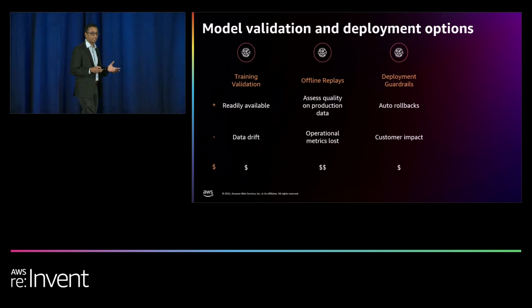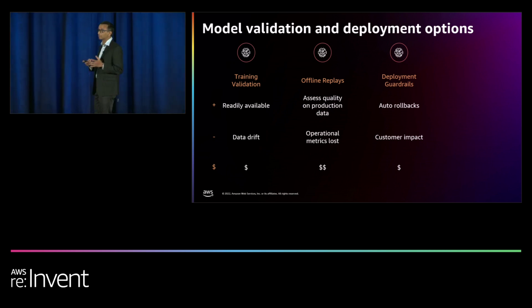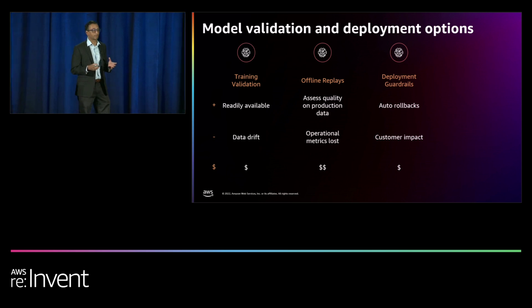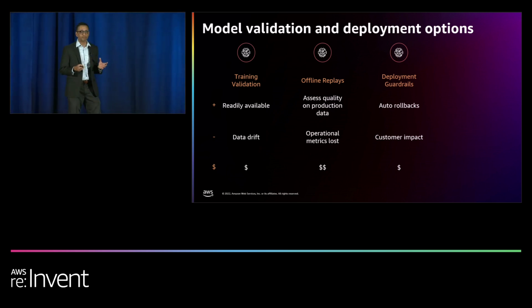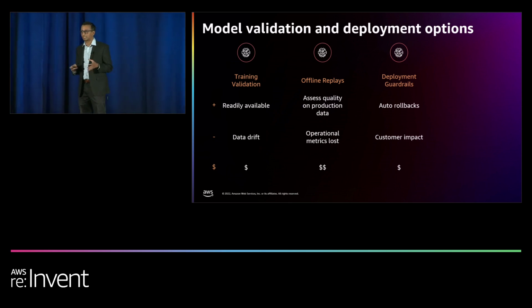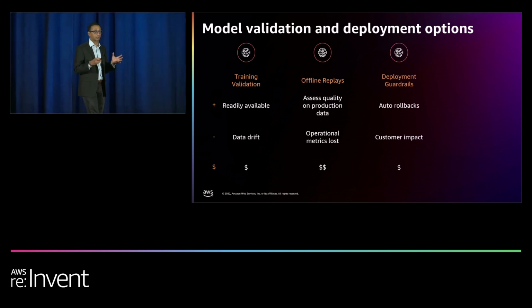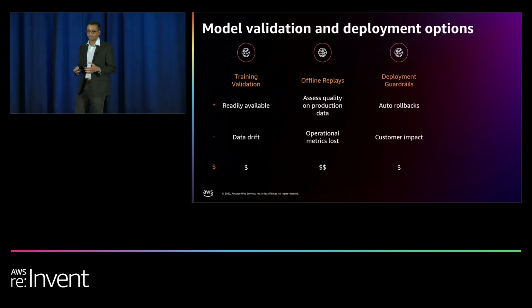So the advantage of this is you get closer to production data, but the con is depending upon how you're doing it, you might lose some fidelity in terms of operational metrics such as latency. Right? And there's a trade-off between how often you're doing this and cost. So the more often you do it, the closer you get to production data, but you might start incurring costs because of that.